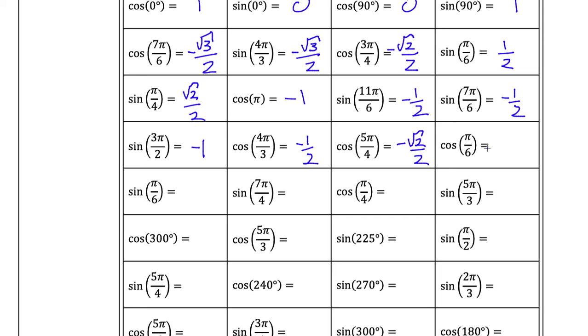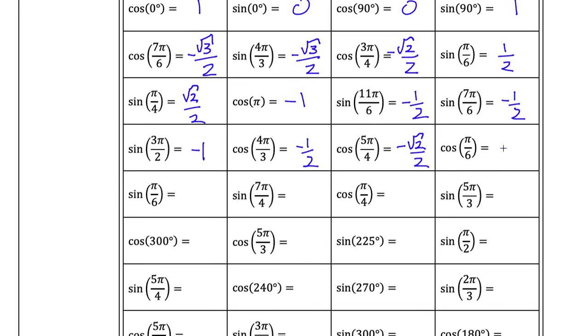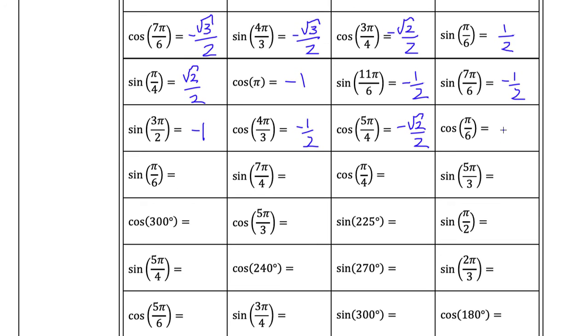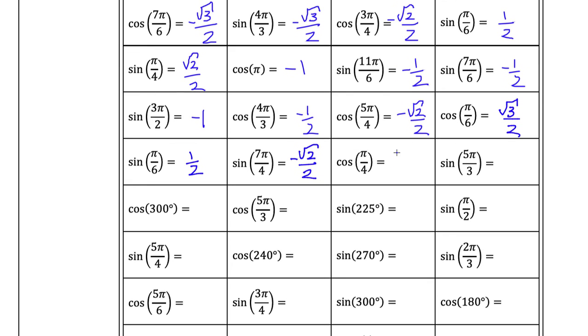Cosine of pi over 6, so that's to the right, and that's going to be square root of 3 over 2. Sine of pi over 6, that's the same spot, and then sine is 1/2. 7 pi over 4, that's going to be negative square root of 2 over 2. Cosine of pi over 4, pi over 4 is right there, and cosine is square root of 2 over 2. 5 pi over 3 lives right there, and sine is going to be the y-coordinate, so that's going to be negative square root of 3 over 2.